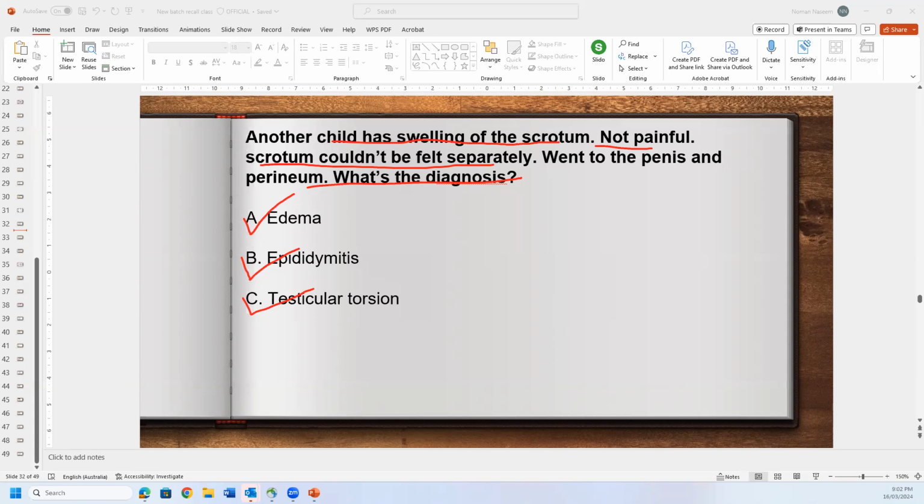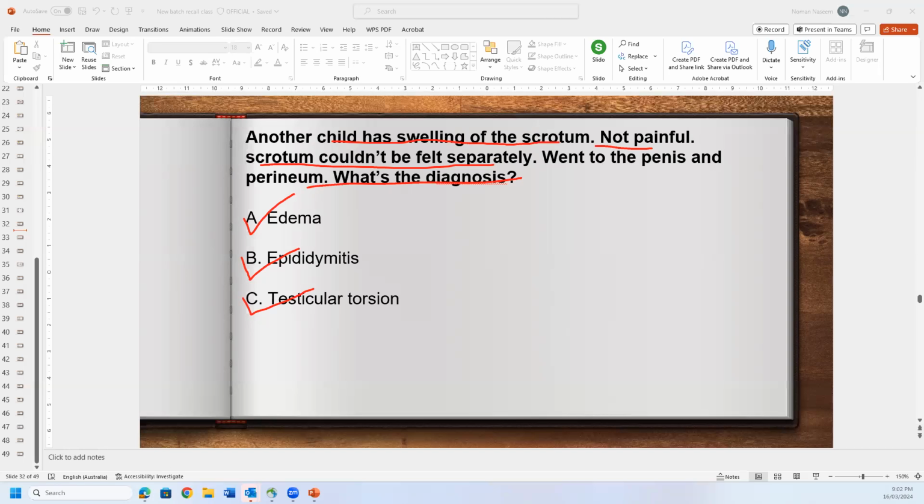In epididymitis, you can feel the epididymal cord separately, or it's very thickened. The patient will have fever as well, and symptoms of urinary tract infection. In young adults, you need to screen the patient for STIs as well, because it's one of the most common causes of it.